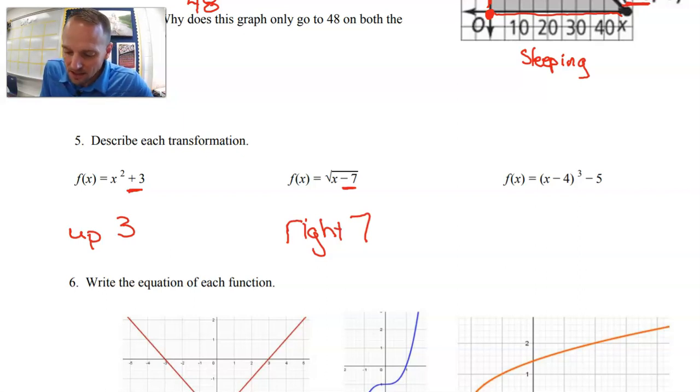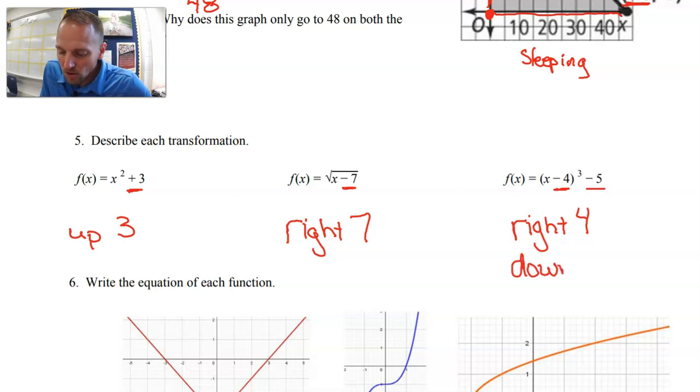Okay, so this next one. So what is this going to do? Remember, x's are opposite, so these are left and right. Opposite of minus 4, that's plus 4. This is going to actually go right 4. And then this minus 5 is up and down, and that's going to go down 5. Okay, so the number at the end, that's up and down, and that's going to tell you the truth. Plus 3 means up 3, minus 5 means down 5.